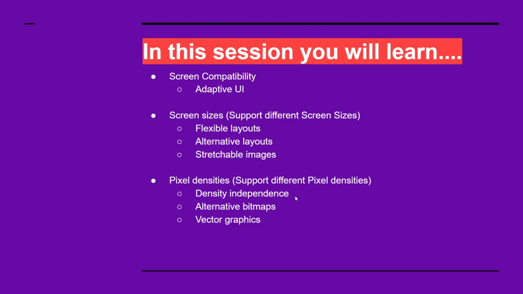In this session, you will be learning about screen compatibility, which is under adaptive user interface development, meaning how you can develop apps so that when you develop a single app, it is compatible across multiple screens. When I say multiple screens, what we mean by that is, let's say, a smaller mobile phone or a larger tab or even a larger Android TV, different screens. So under screen compatibility, it discusses two sections: screen sizes and pixel densities.